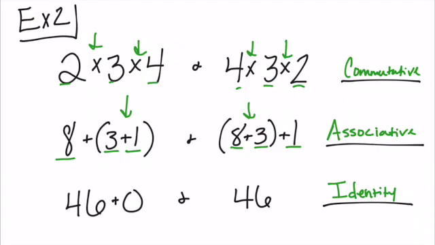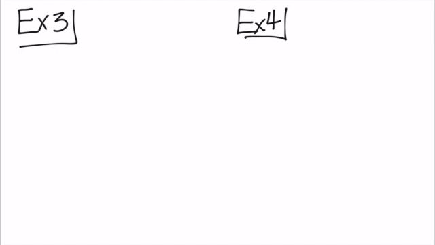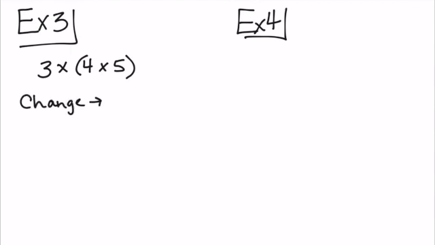Let's do one more set of problems. Example number 3 and example number 4, and then I'll let you go. I'll be done. Example number 3. Let's say that I'm going to give you this expression: 3 times 4 times 5. And I want you to change it using the associative property.